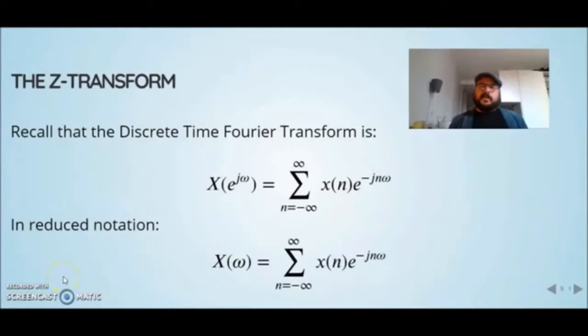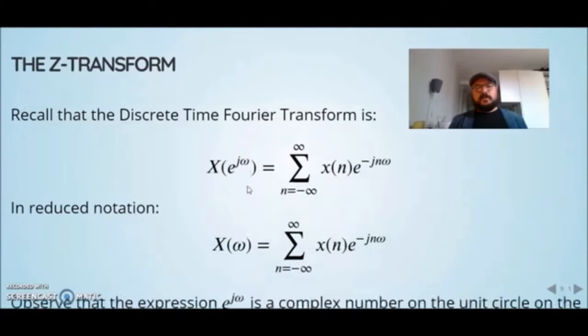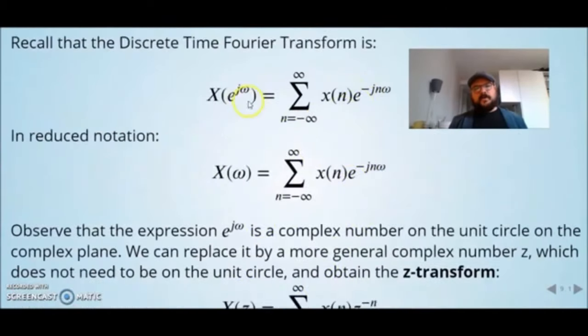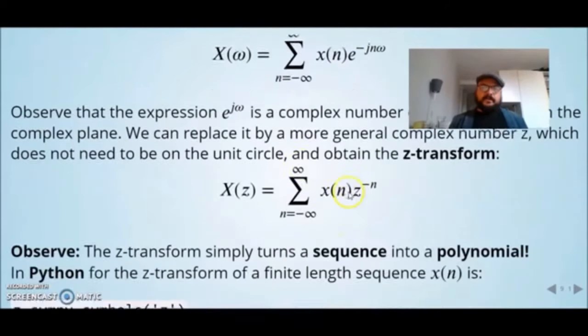We now reached the Z-transform. It's one of the most powerful transforms for discrete time, and we can see the Z-transform as a generalization of the discrete time Fourier transform, the DTFT. If we recall the definition of the DTFT, we see this e to the power of j omega, which is a complex number on the unit circle. But if we replace this complex number on the unit circle by a general complex number that doesn't need to be on the unit circle, we get the Z-transform. So we are replacing e to the power of j omega by z.